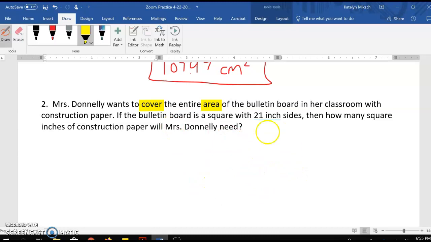Now, if she was talking about the little border that teachers put up on the bulletin board, that would be perimeter, but she's talking about the covering. So she's covering it with construction paper, and this is a really small bulletin board. It is a square, and it has 21-inch sides. Another thing we need to note is squares, all of the sides are equal, so every single side would be 21 inches. And we want to know how many square inches of construction paper will Miss Donnelly need.